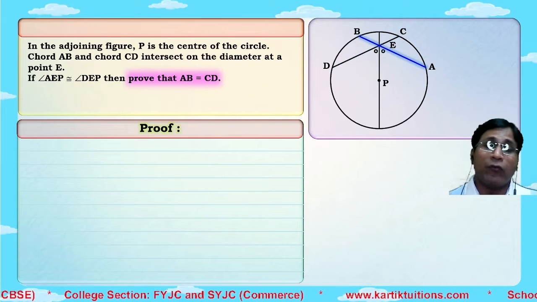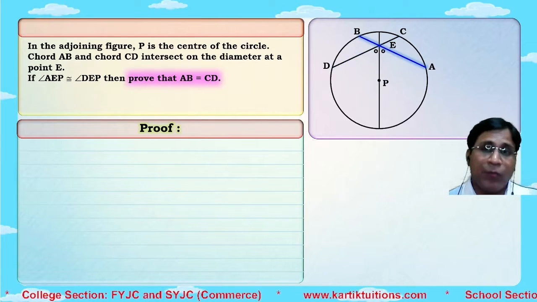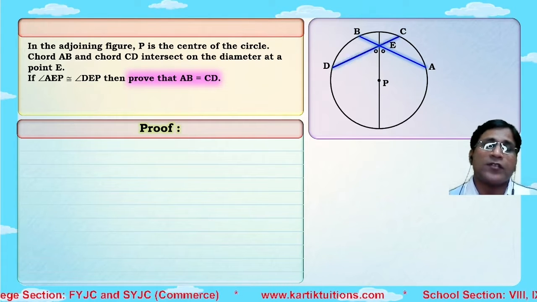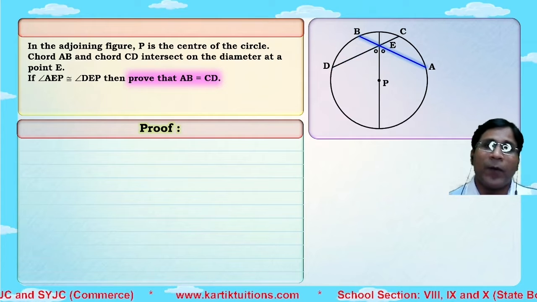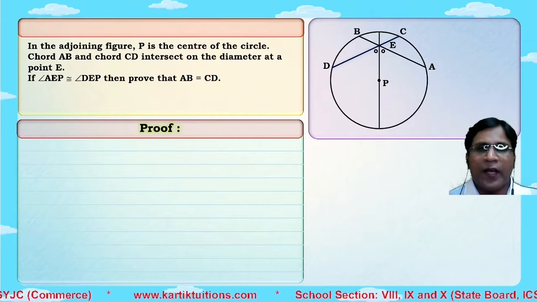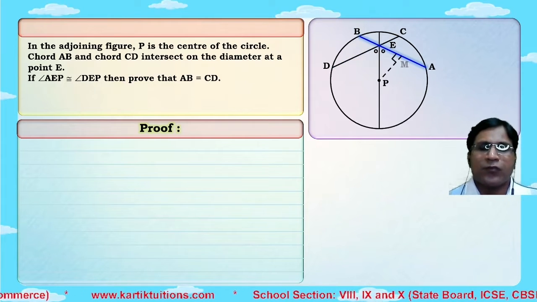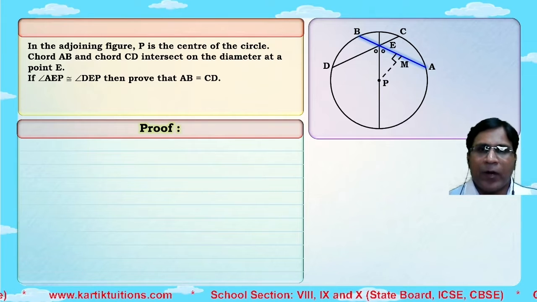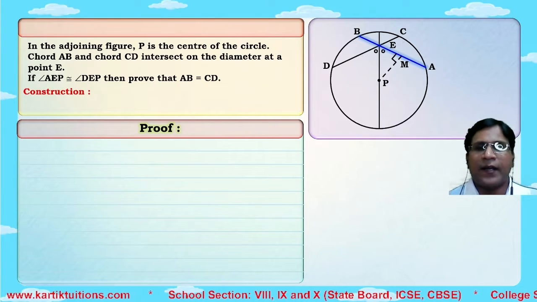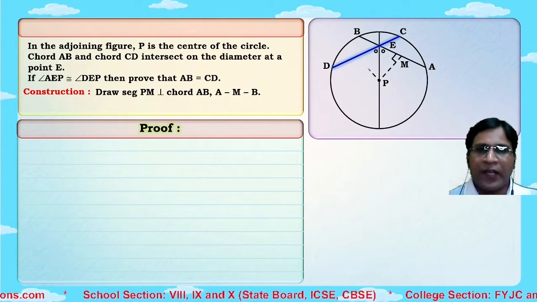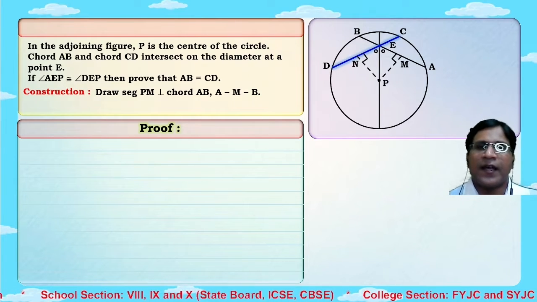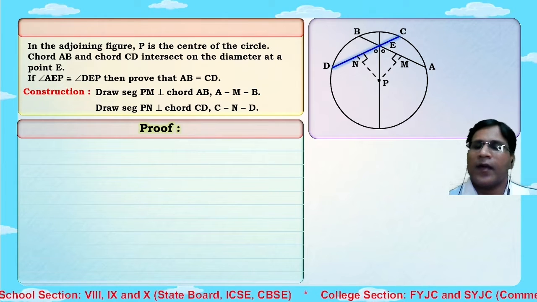Now see, we have to prove the two chords are equal. Now when can we prove this? When we are able to prove that these two chords are equidistant from the center. Now for equidistance we need a perpendicular. So for that we need the help of a construction. Now what is the construction? Draw PM perpendicular to AB such that A-M-B. Draw PN perpendicular to CD such that C-N-D. Am I clear till here?